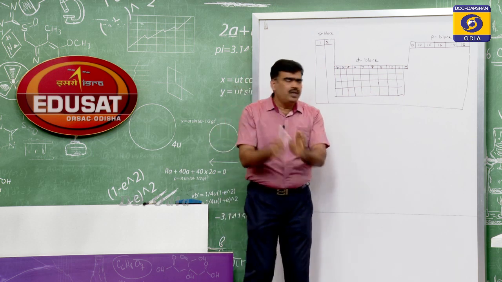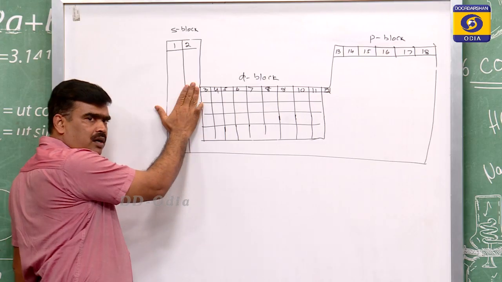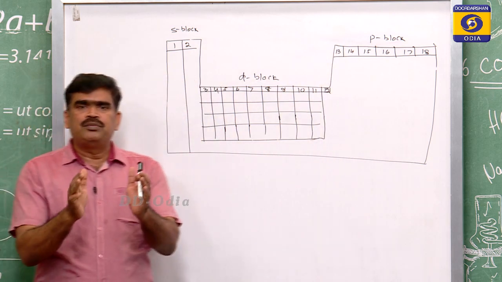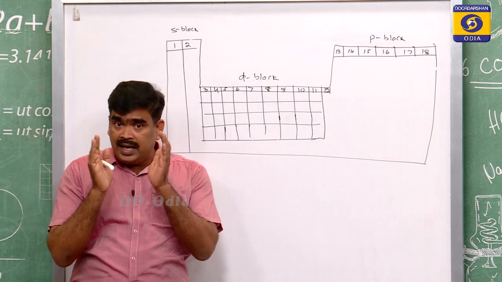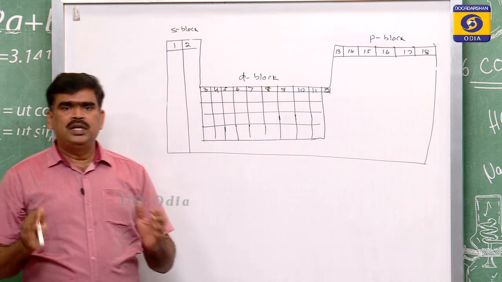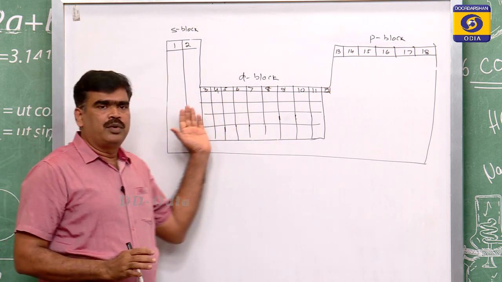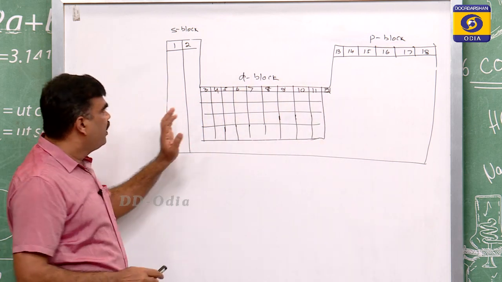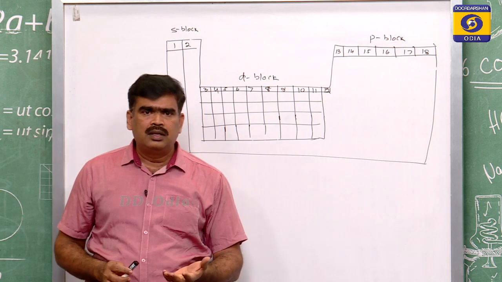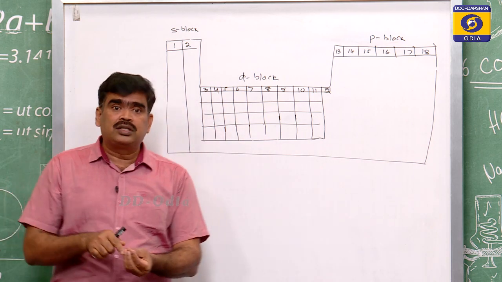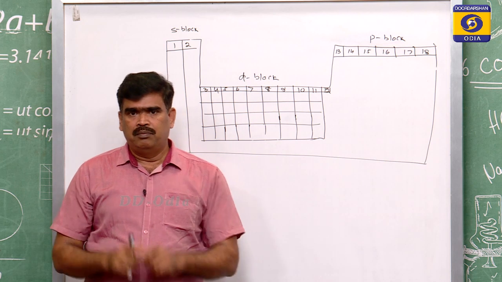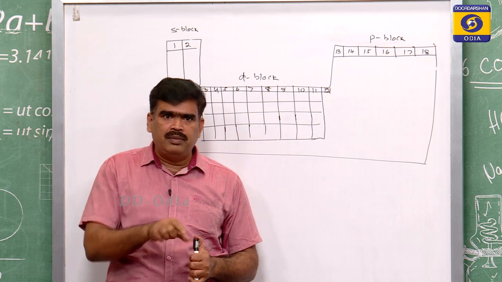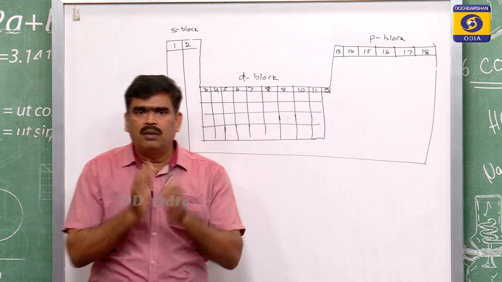Transition means a change. When you move from electropositive elements to electronegative elements, you must see some changes in properties. That change is called transition, which means the properties are intermediate between the electropositive S block and P block. Number 2, the valency shell, the outermost shell, and the nearest inner shell are both incomplete. The valency shell and the nearest inner shell, the penultimate shell, are both incomplete.